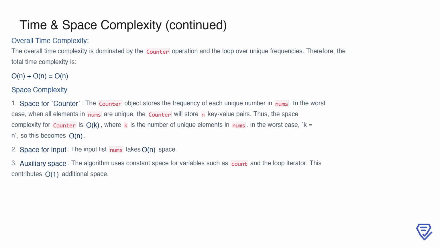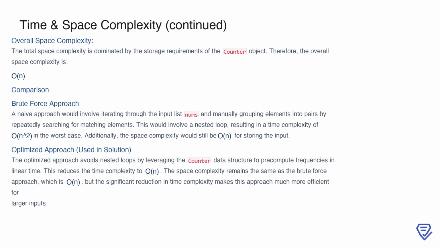Additionally, the input list nums itself requires O(n) space, as it holds all the elements. Finally, the algorithm uses constant space for auxiliary variables such as the loop iterator and temporary variables, which is O(1). Combining these, the total space complexity is dominated by the counter storage, leading to an overall space complexity of O(n), since the counter object dominates due to its storage of frequency data.